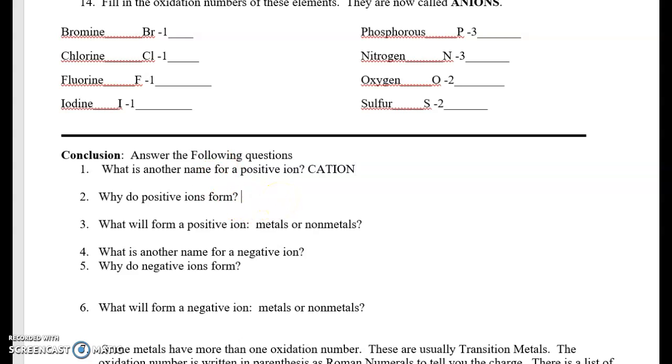Why do positive ions form? The reason positive ions form is because elements lose electrons. They're losing negativity. So if you lose negativity, you're going to become positive. Hopefully you guys can lose your negativity for the rest of the year and just be a proton, be positive. All right, number 3. What will form a positive ion? Metals or nonmetals? This is going to be metals. Metals form positive ions. We'll get into that later about why that happens.